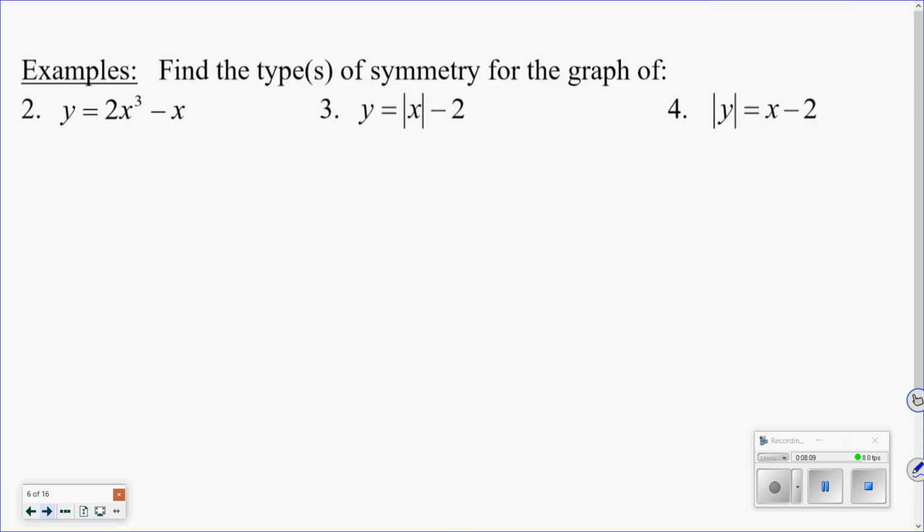So here's some examples. Let's do this. It says find the type and symmetry of the graph. So let's start with this number 2 up here. Let's check to see if it's symmetric about the y-axis or the origin. So the way I check for that is I just plug in a negative x.